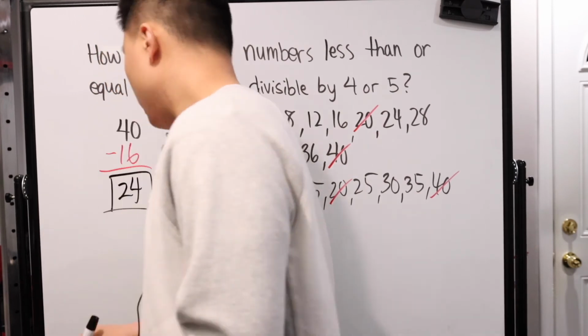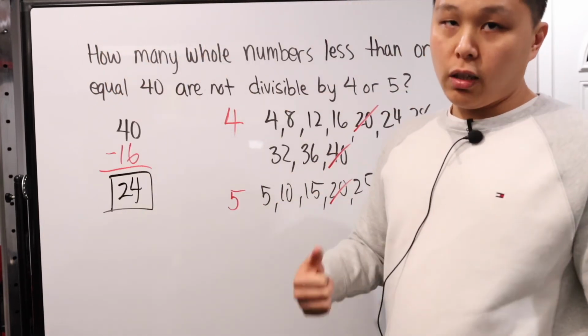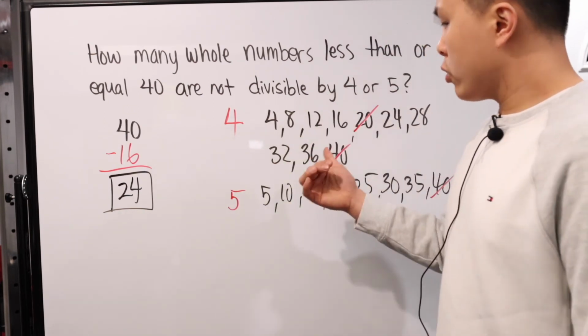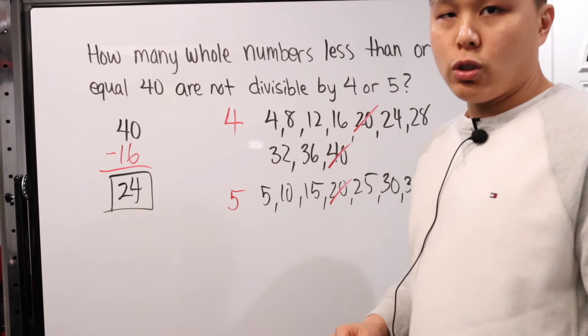Plain and simple. Once again, you could definitely go and count and check and see if each and every one of them is not divisible by 4 or 5, or just do the opposite. And the opposite will save us so much more time.